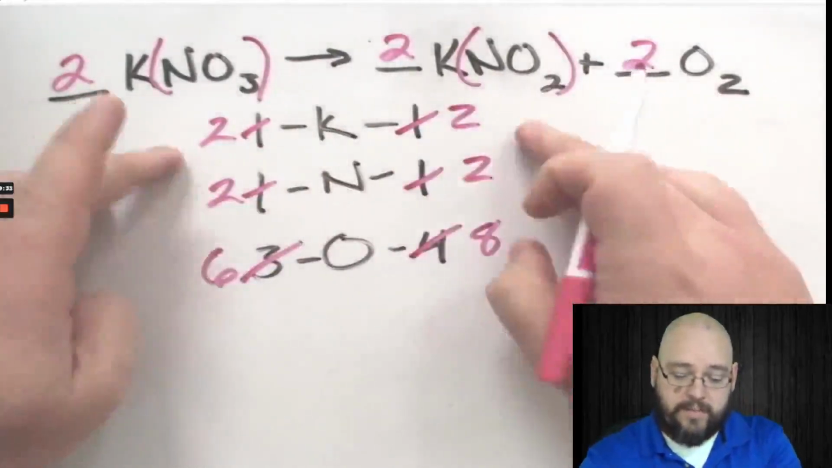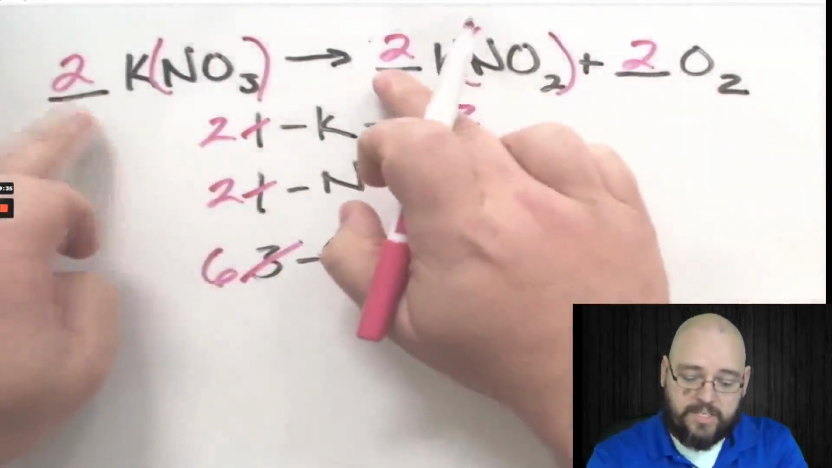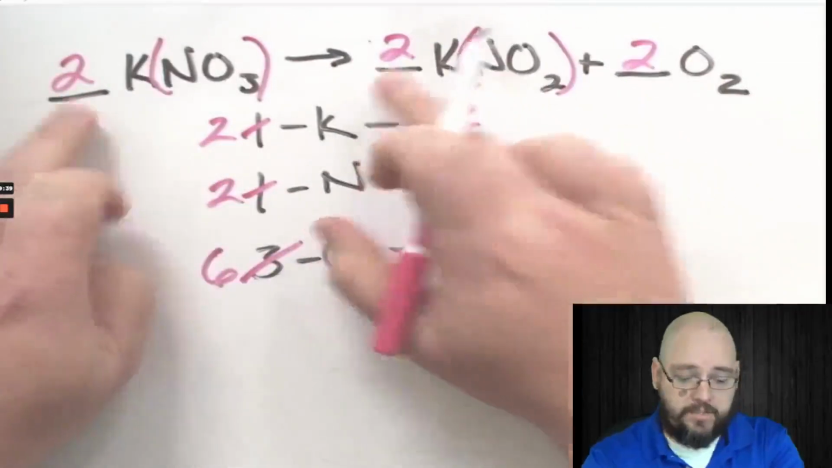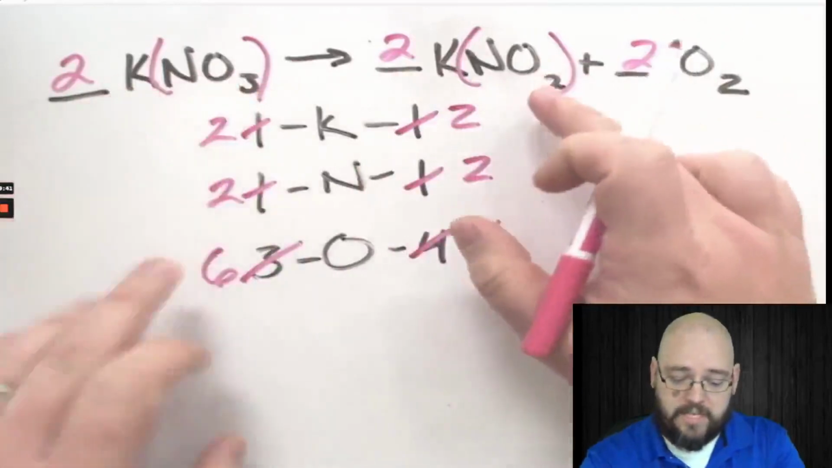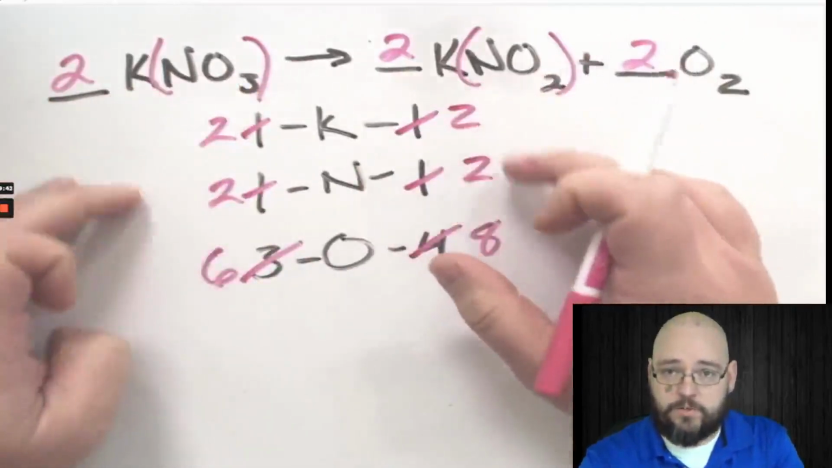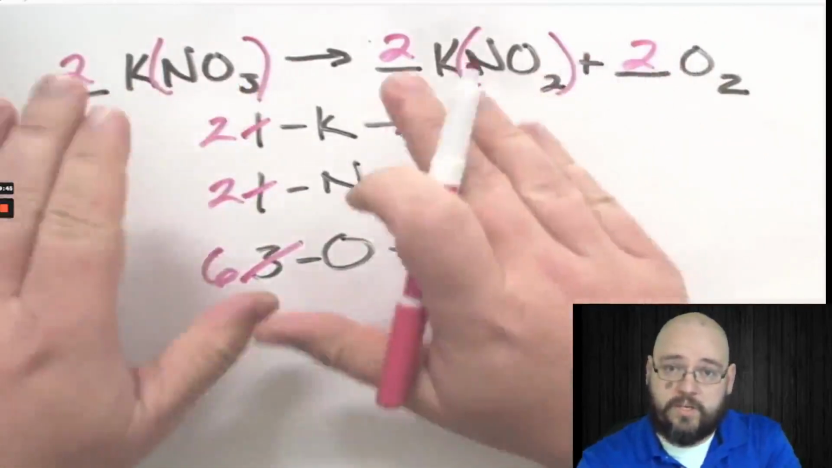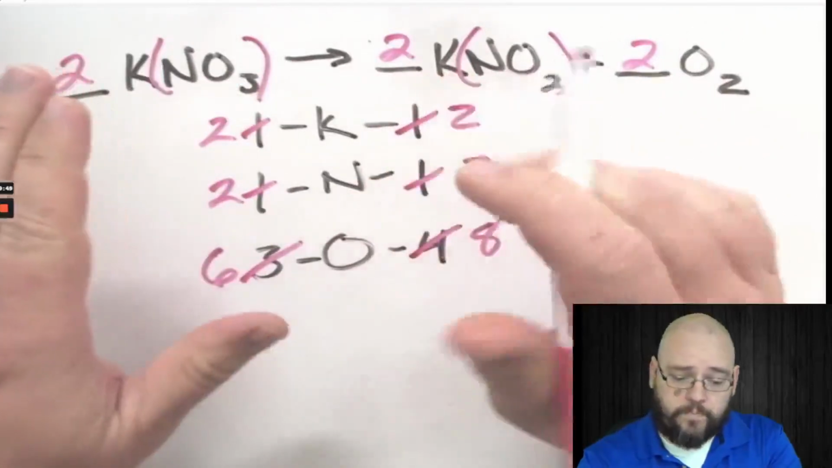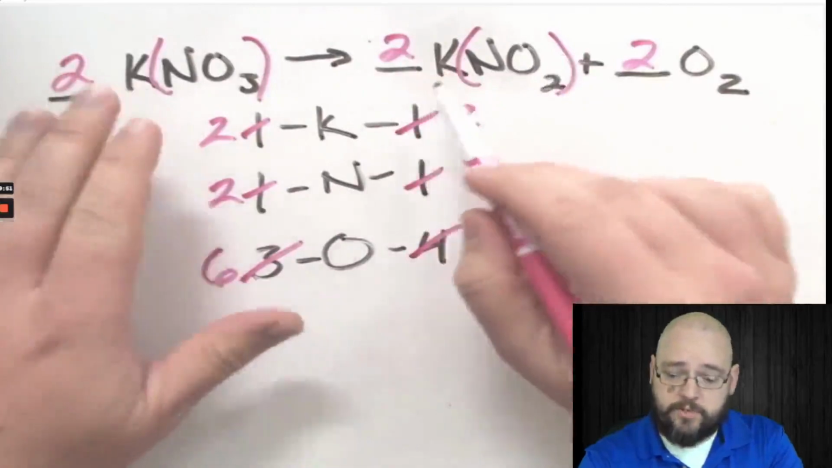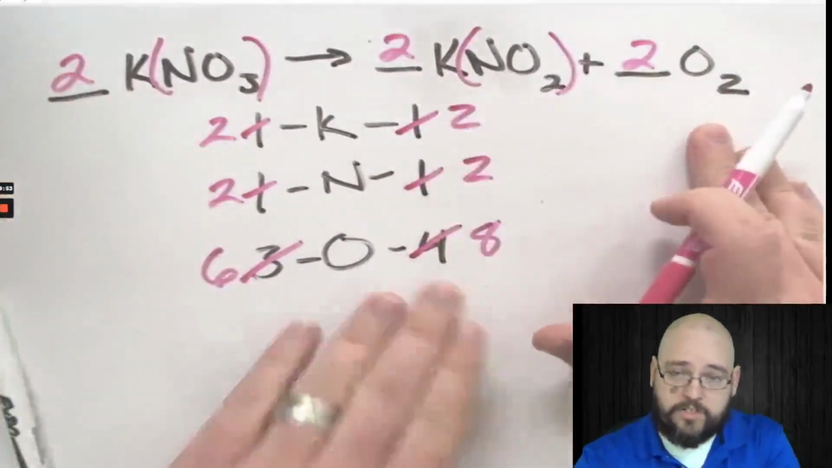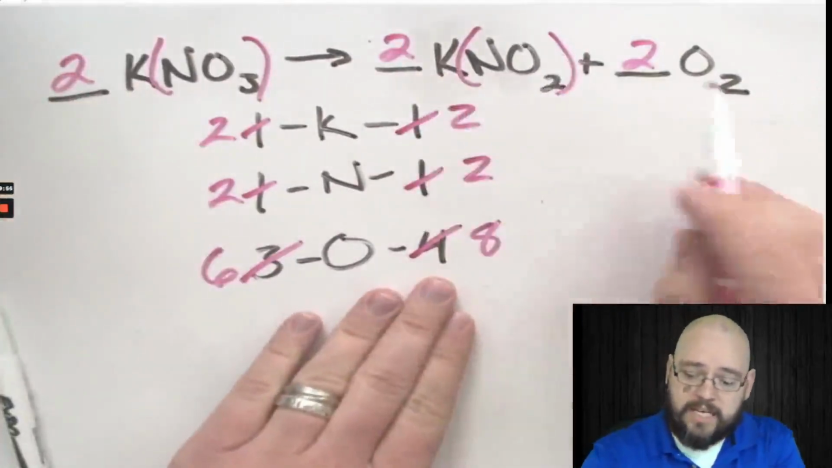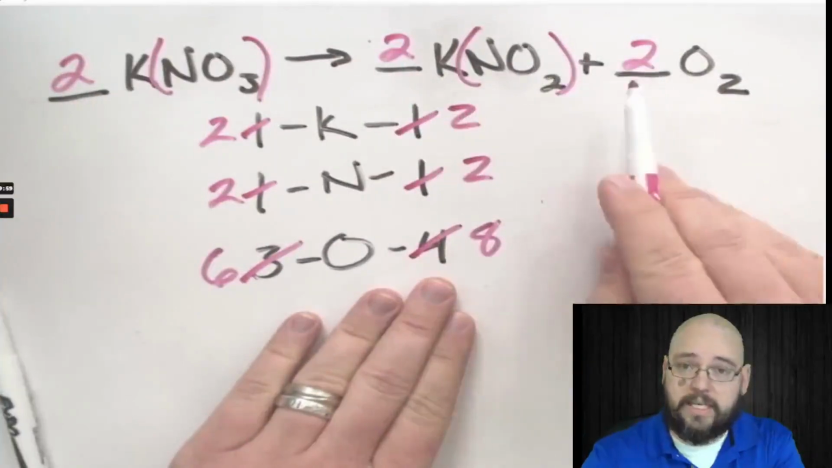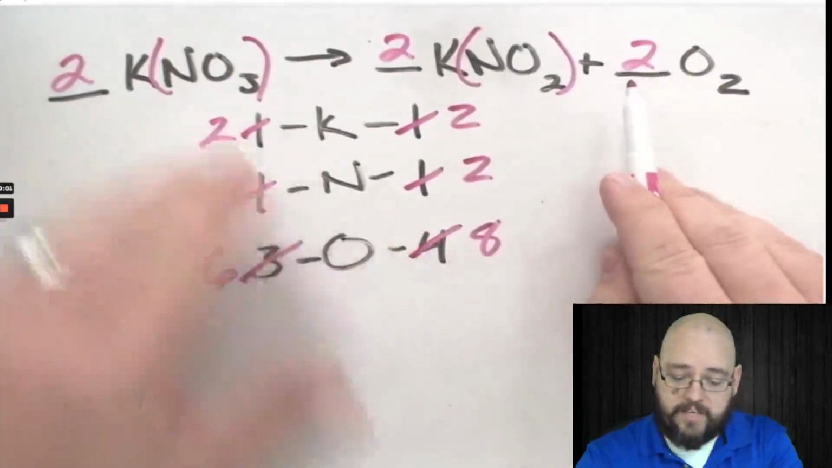These two are still balanced. So I don't want to change these, because if I change these coefficients to get my oxygens to balance, that's going to mess up my potassiums and my nitrogens. So I don't want to mess with the elements or the coefficients of the compounds that have potassium or nitrogens, but I have oxygen over here. Oxygen's the only thing that's not balanced, and I have oxygen by itself. So I can change this coefficient only and not affect the other two.